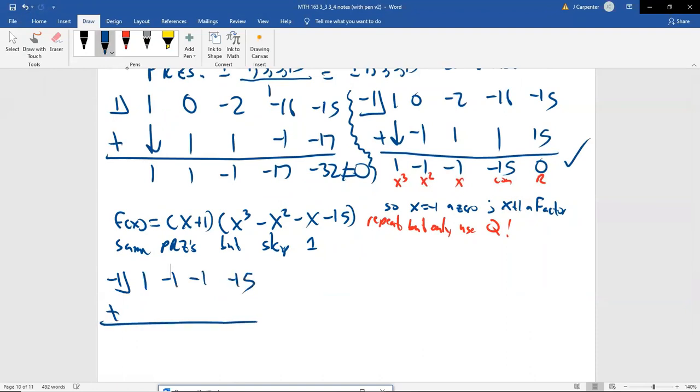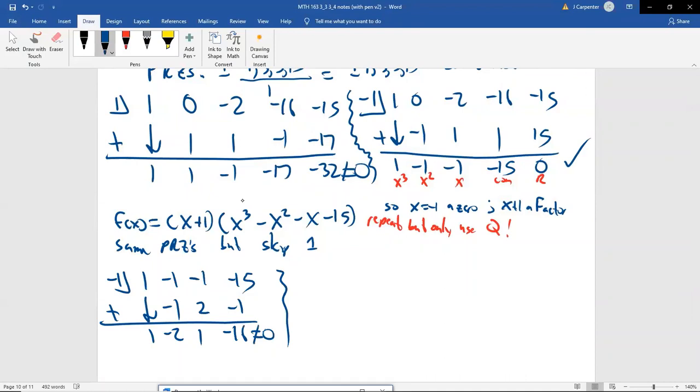Here we go. And then same synthetic division process. Shouldn't be any surprises here. So bring down the 1. Multiply times the -1, which is -1. Add, you get -2. Multiply, you get +2. Add, you get +1. Multiply, you get -1. Add, and you get -16, which is not 0, so that doesn't work.